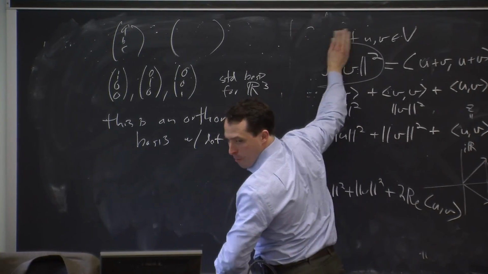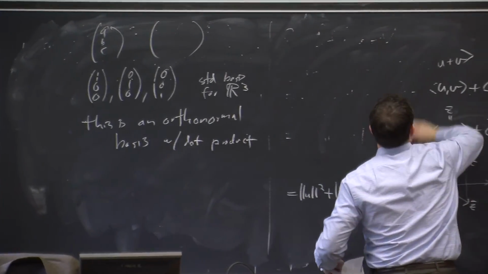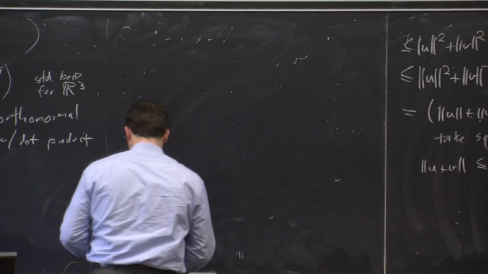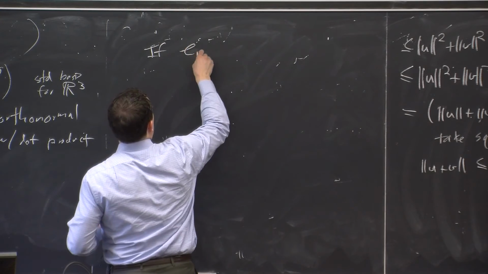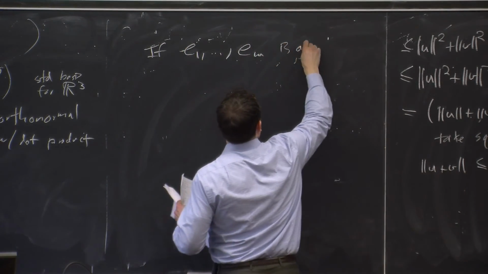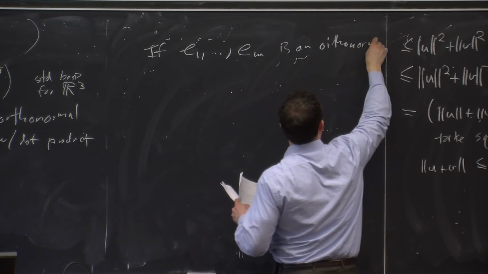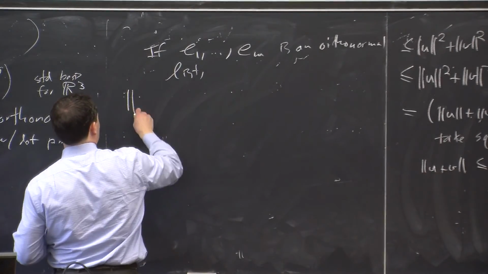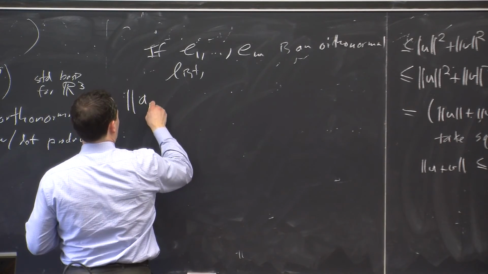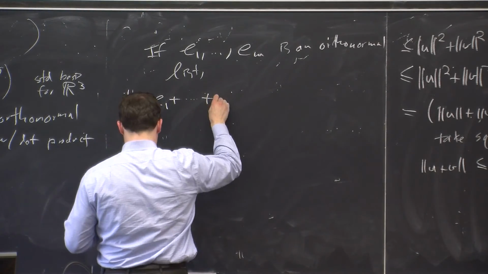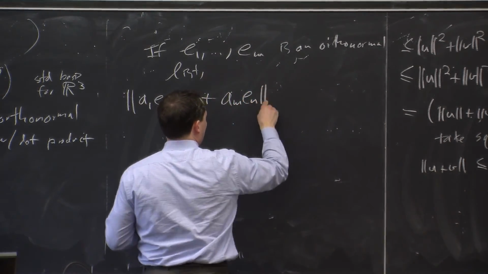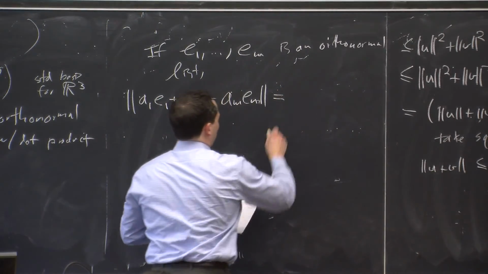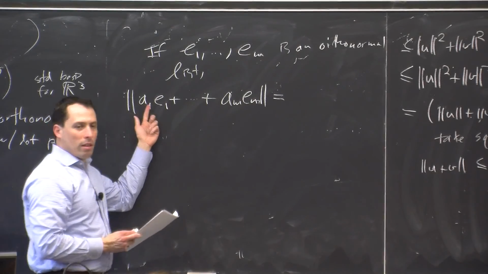So what are some nice properties of an orthonormal basis or an orthonormal list? I'll give you some examples as well. If e1 up to em is an orthonormal list, we have the nicest possible description of the norm of a vector expressed as a linear combination of orthonormal vectors. When you've expressed a vector as a linear combination like this, you can compute everything you want to know about it, more or less, just from knowing what the coefficients are.